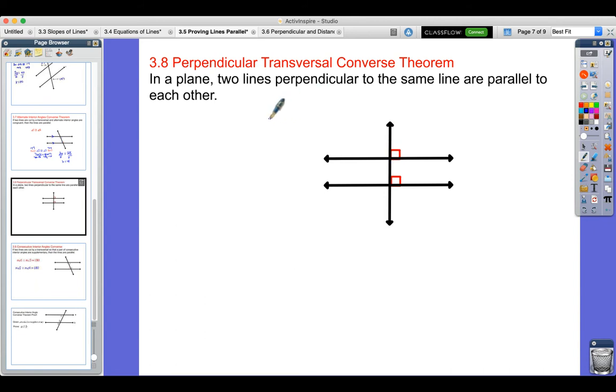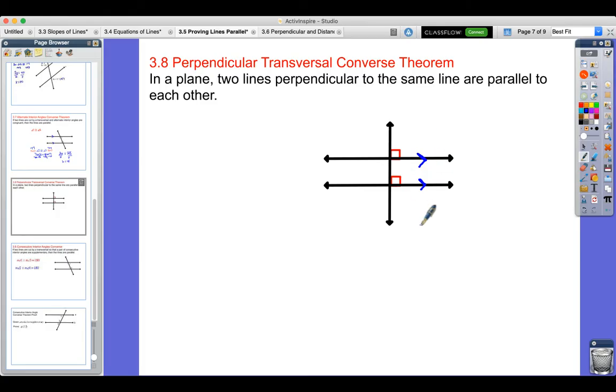Previous to this, back in 3.2, we talked about how if one line is perpendicular to the other one, and these two lines are parallel, then that says that these two angles are perpendicular. They're both perpendicular. Here we're saying it backwards. We know these are perpendicular, but because they're both perpendicular to the same one line, these have to be parallel. So we're proving parallelness here.